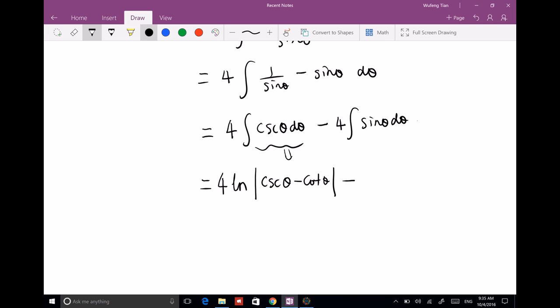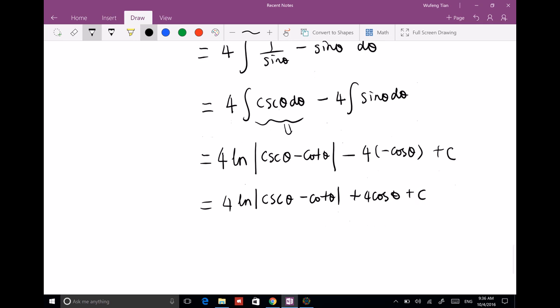But this one, I think everyone should know it, right? So the antiderivative for sine theta. Can anyone tell me? So it's negative cosine theta. Very good. Thank you very much. Cosine theta and plus c. And then the answer is 4 ln of cosecant theta minus cotangent theta, plus 4 cosine theta, plus c.